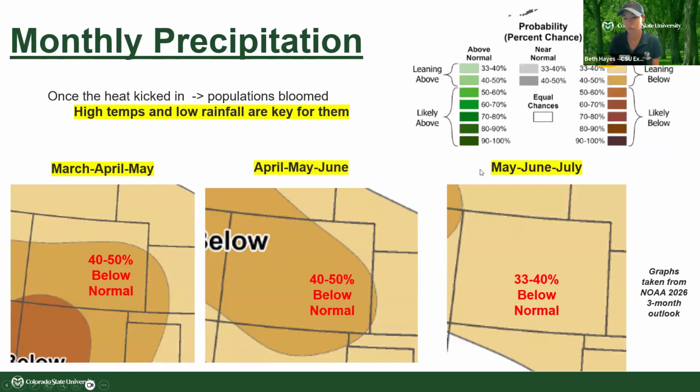In this one, the green means we're above normal in precipitation, and then the brownish, tannish color is below normal. This is from the same set of graphs from the National Weather Service. Again, here, March through May, we're looking at between 40 and 50% below. April, May, June, sitting about in that same spot for most of us. But then there's a chance, May-ish, we're a little bit better.